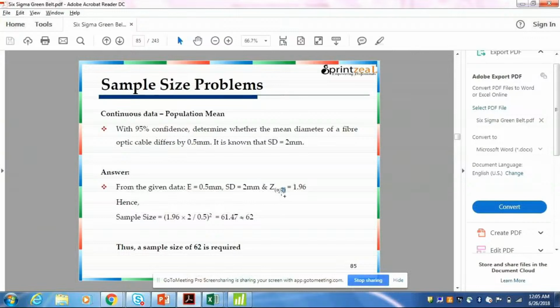Remember what is alpha? Alpha is 1 minus the confidence level. The sample size is 1.96 multiplied by 2 divided by 0.5, which is E. So we got a sample size of 62. So if we have these values, we know that 62 is a statistically significant sample size.